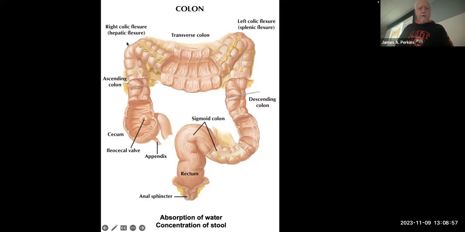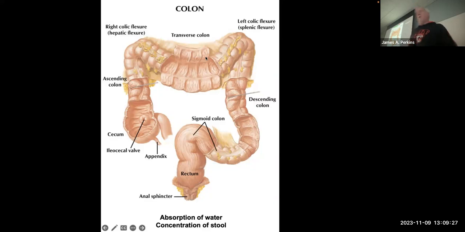It basically refers to a sharp bend, a sharp turn in the colon up here on the right side. It's also referred to as the hepatic flexure because this is actually in contact with the inferior surface of the liver. So the ascending colon makes a sharp turn here at the right colic flexure and turns to become the transverse colon, which travels across the abdomen from right to left.